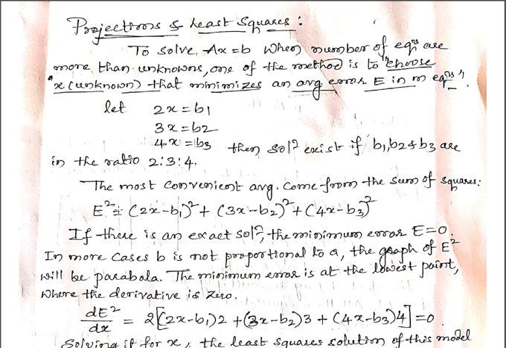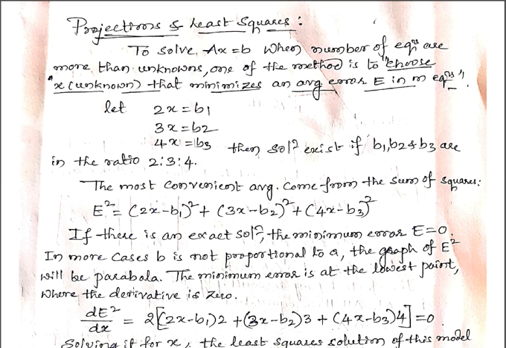So let's see what is there here. 2x minus b1, we write the first equation by taking b1 to the left side. Similarly the second and third ones, and these are all summed. If there is an exact solution, then the minimum error E is 0. In most cases, b is not proportional to these a's.